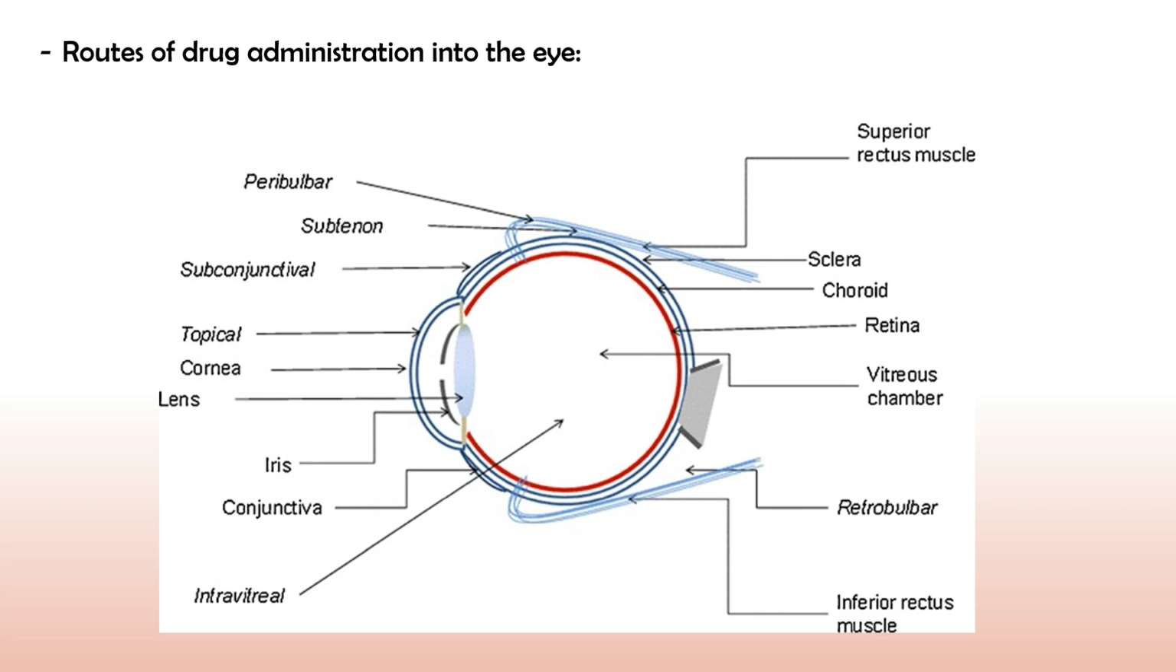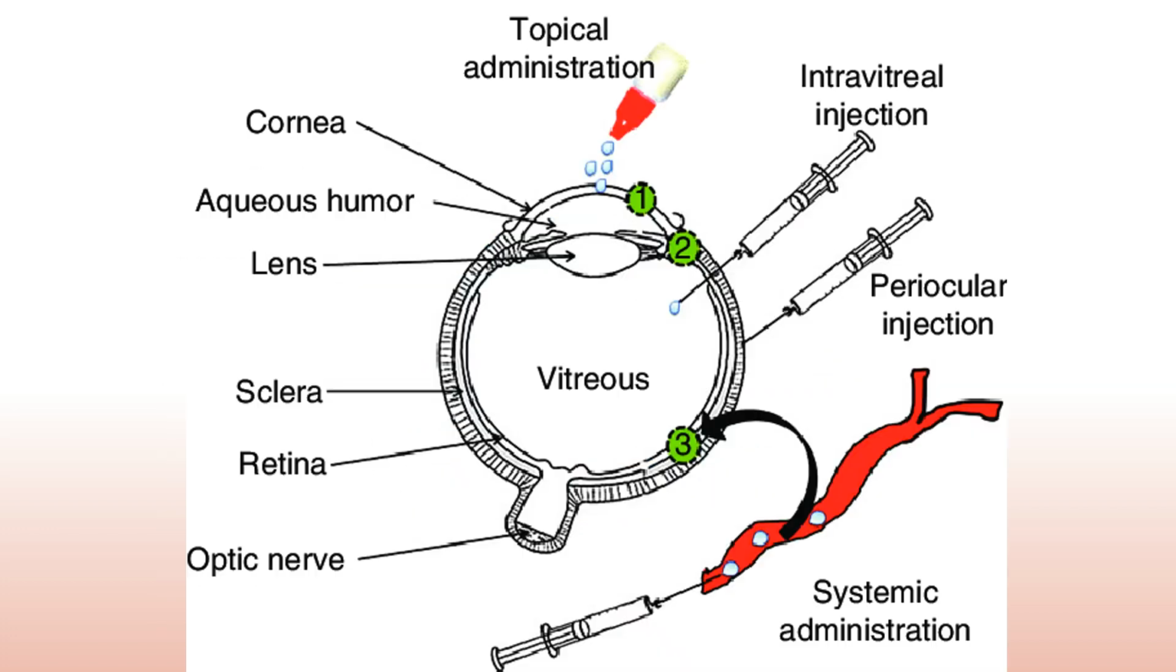What are the different routes of administration into the eye? This is the peribulbar route, subtenon route and subconjunctival route. These are injective routes. Topically you can also administer in the form of drops, eye solutions or eye gels. Intravitreally you inject the drug directly into the vitreous humor. You can also go for retrobulbar injection, and also you can target through the oral route. These are the different routes used for drug administration into the eye.